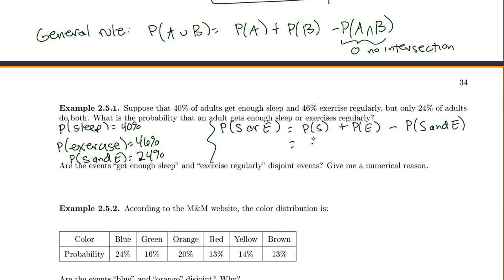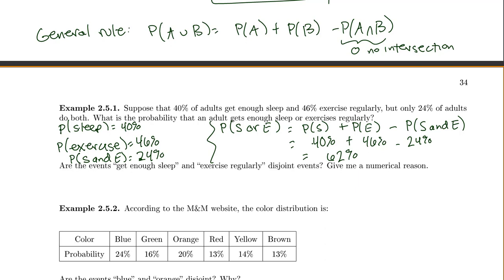So this would be 40% plus 46% minus 24%, which gives me 62%. So there's a 62% chance that a person is getting enough sleep or exercising regularly. So are the events get enough sleep and exercise regularly disjoint events? Give me a numerical reason.